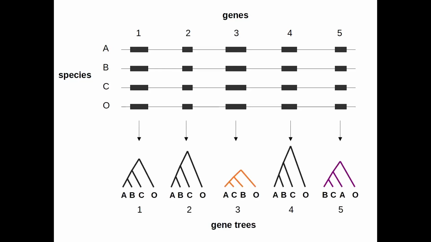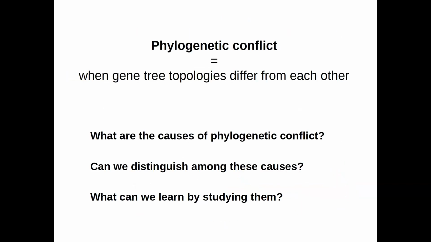If we're very lucky, all the gene trees will share the exact same topology, but this doesn't often happen. Most of the time what we see is that some gene trees, like number 3 and 5 here, actually differ in topology from the consensus, and this is what I'm calling a conflict. The questions I would like to ask today are, what are the causes of phylogenetic conflict, and what can we learn by studying them?